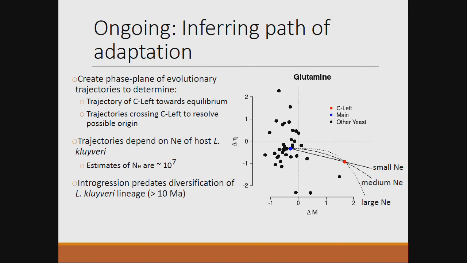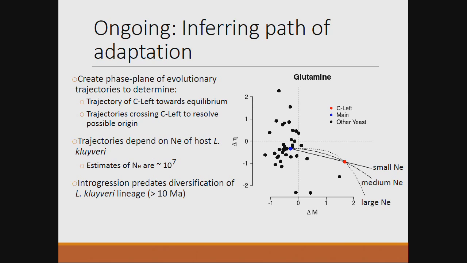And so basically what I'm showing you here is the black dots are yeast species we have filled in so far. The main dot, the blue dot, is the C. lueveriae main part of the genome, and the red dot is the C. left in that codon usage space. And so we can think about how C. left will approach the equilibrium, and we can think about what path it has taken so far to adapt to the point it has become.